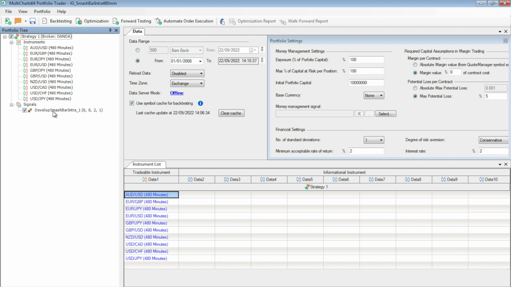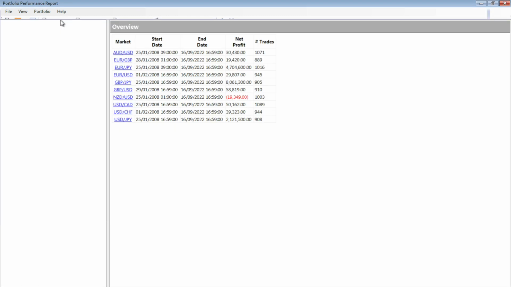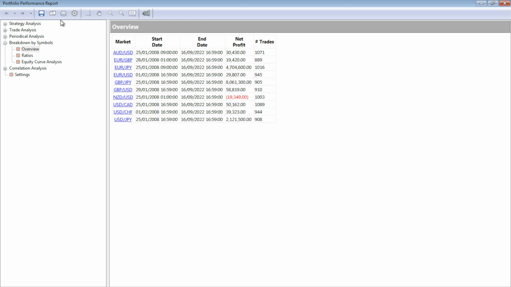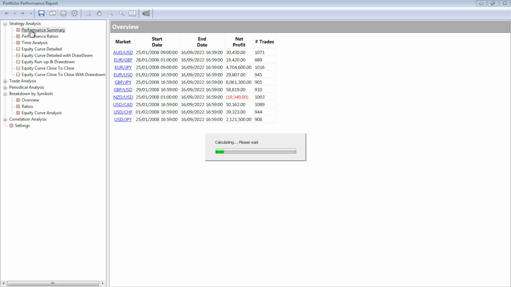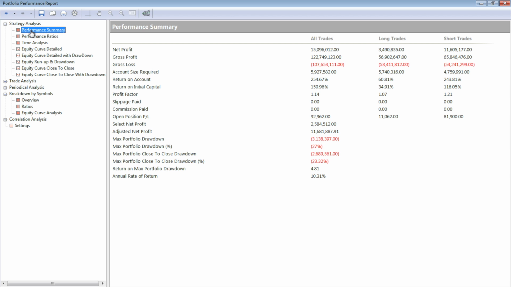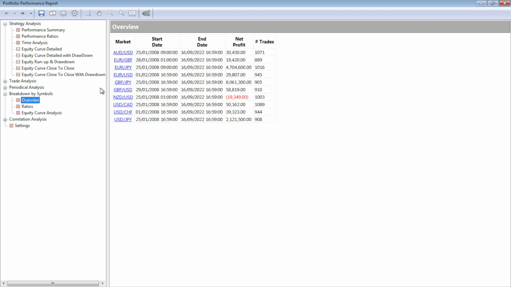Signals, we've just got one strategy, and it's the same strategy across every one of the charts. Okay, so let's have a look at the results. And we can see these results as a whole portfolio, so with the 10 pairs combined, but that doesn't really tell us very much, especially as we're looking at different currencies. Some are in dollars, some are in yen, so that's going to kind of skew our results a little bit. But what we can do is look at the breakdown of symbols, and go through individually looking at how each market performed on that 480-minute time frame.